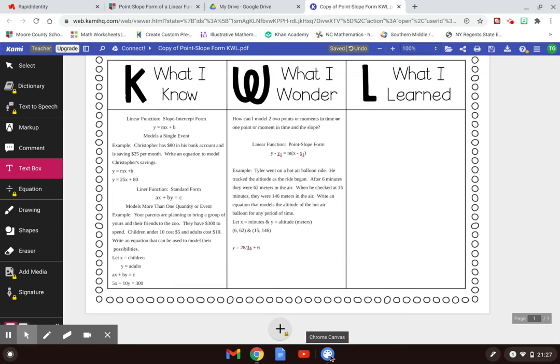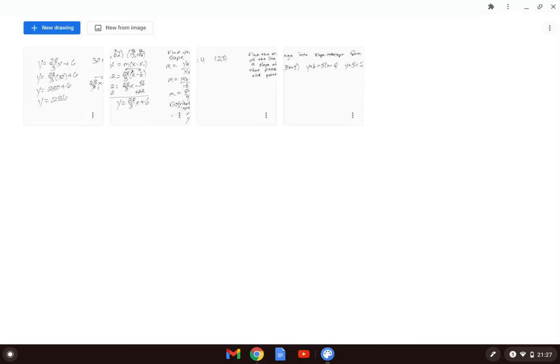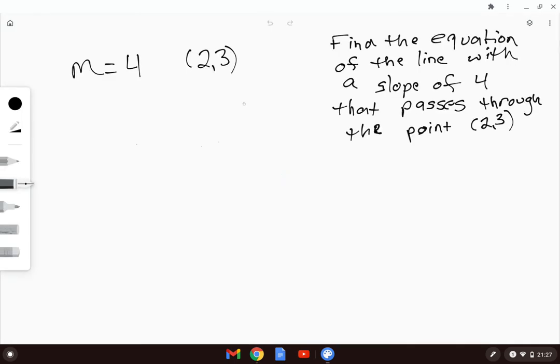Okay, so let's look. I'm going to show you 2 other ways that you're going to be using the point-slope form of a linear function and how to turn that into slope-intercept form. So if we look here at this example, it says to find the equation of a line with a slope of 4 that passes through the point (2, 3). So we would begin with our point-slope model of y minus y1 equals m times x minus x1. And in a situation like this, I'm just going to label x1 and y1, and I'm going to substitute all these values into their proper place in this point-slope model.